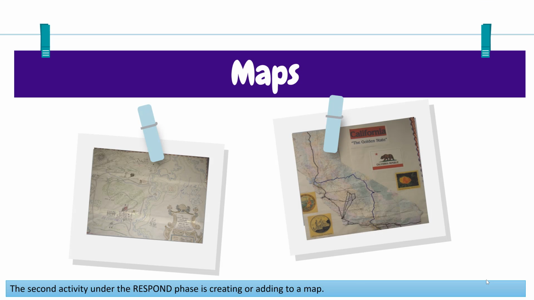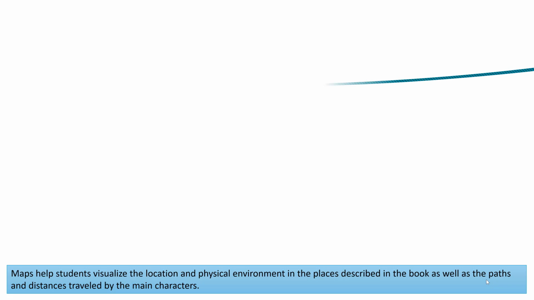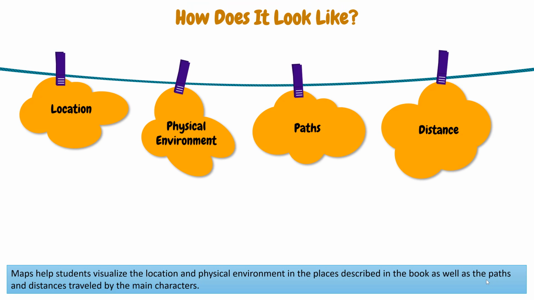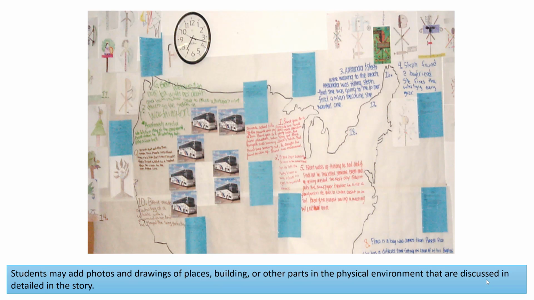The second activity under the respond phase is creating or adding to a map. Maps help students visualize the location and physical environment in the places described in the book, as well as the paths and distances traveled by the main characters. Students may add photos and drawings of places, buildings, or other parts in the physical environment that are discussed in detail in the story.